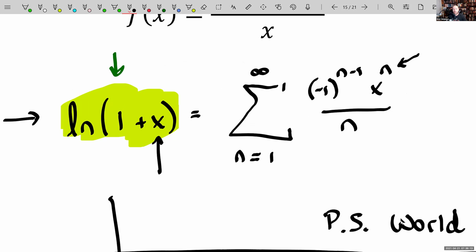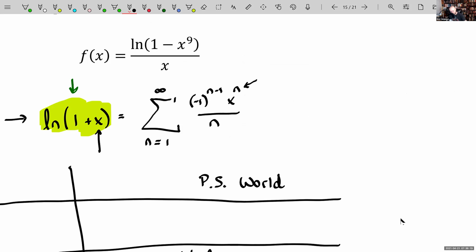And by the way, if you look at a textbook, it might be written slightly differently. It might be written this way, the summation n equals 0 to infinity of -1 to the nth x to the n plus 1 over n plus 1. These are the same statements, so there's no biggie about that.